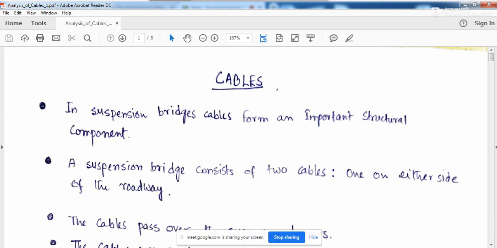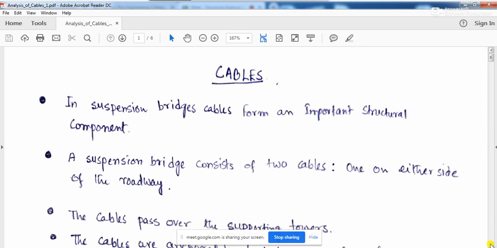Now, in the case of cables, if you remember, I have told you earlier that a cable structure will always be under tension. So there will not be any bending moment in a cable structure. So what is a cable structure, or where do we use it? That you need to first understand.